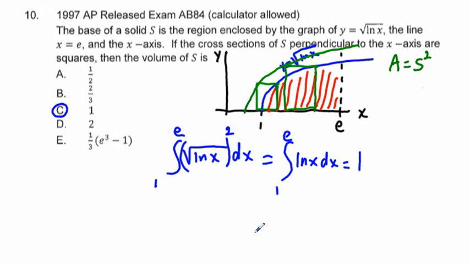But this can be done pretty easily without a calculator, at least this integration. What we're going to have, I'm going to put down here below, is ln of e minus ln of 1. Well, ln e is log base e of e, so that's going to be easy. And then ln of 1 is 0. And so we're going to get 1 minus 0 equals 1.